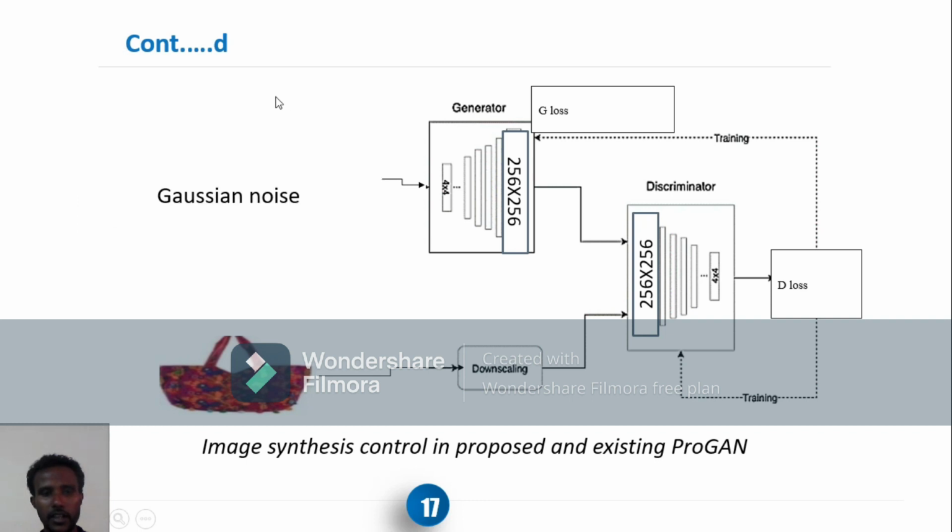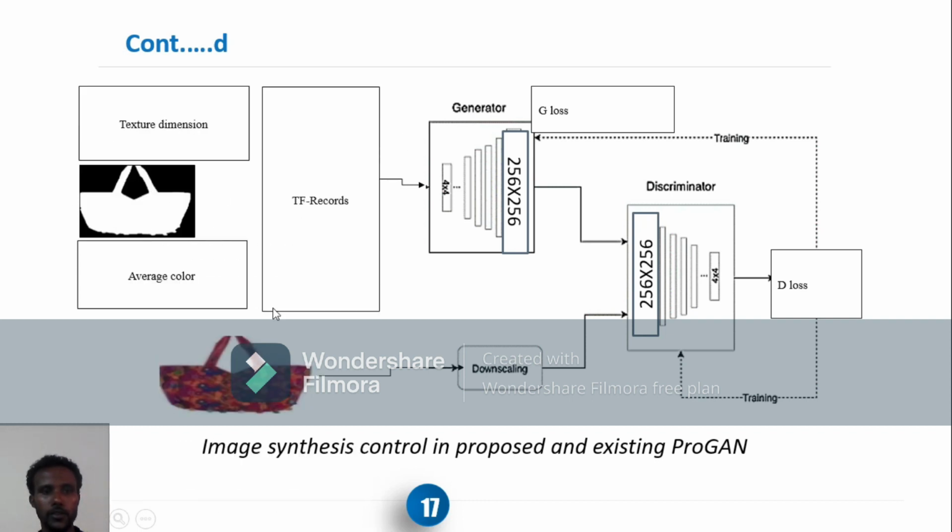When you come to this image, we will have a Gaussian image, but in this proposed method, or this proposed research, we have three inputs: the texture dimension, the segmented mask, and the computed average color. These feed into a TFRecord, or TensorFlow record, which is a binary sequential record format, in order to feed the generator. The generator accepts the three inputs as I said earlier, and does its own gradient calculation to compute the loss, or the difference, from the original image downscaled to 4 by 4. So it will compute the difference, and we will have the discriminator loss and also the generator loss.